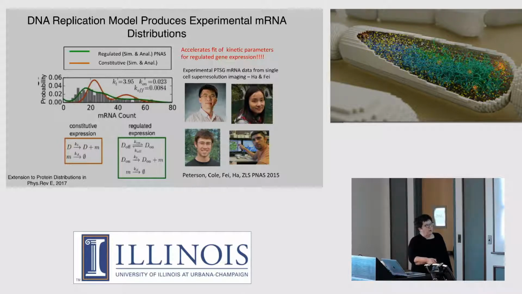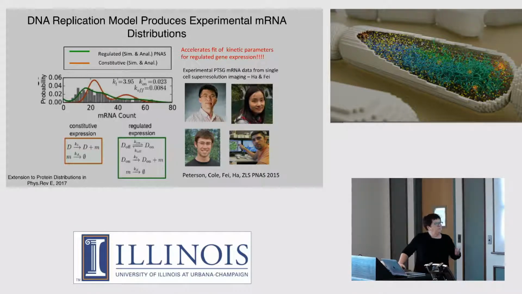PTSG follows what we call regulated expression. So the gene can be off or on, and when it's on, it makes the messenger. So this you cannot solve analytically, but you could do an approximate model, which gives you a good starting point to figure out what K on and off should be, as well as the KT, right?